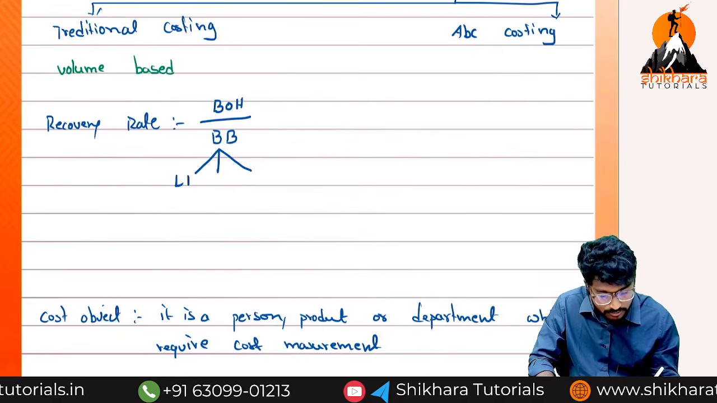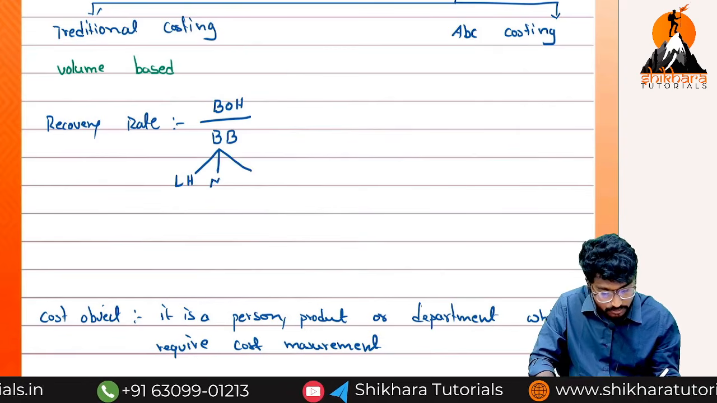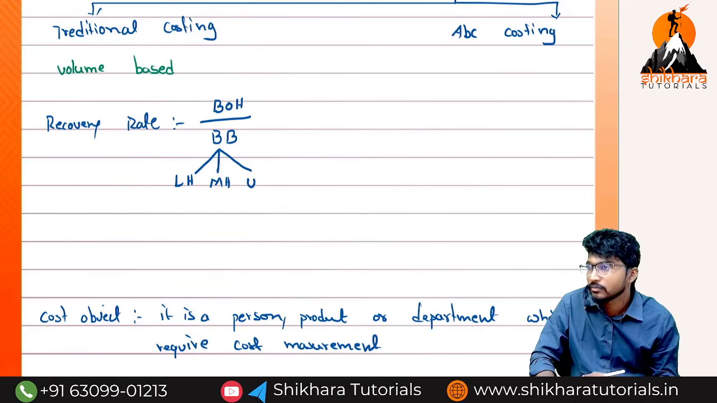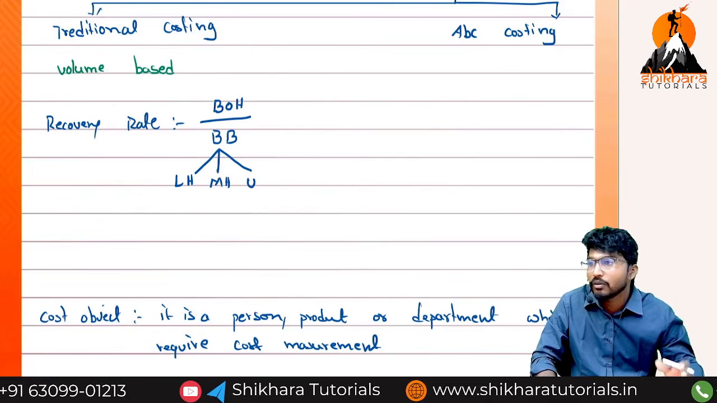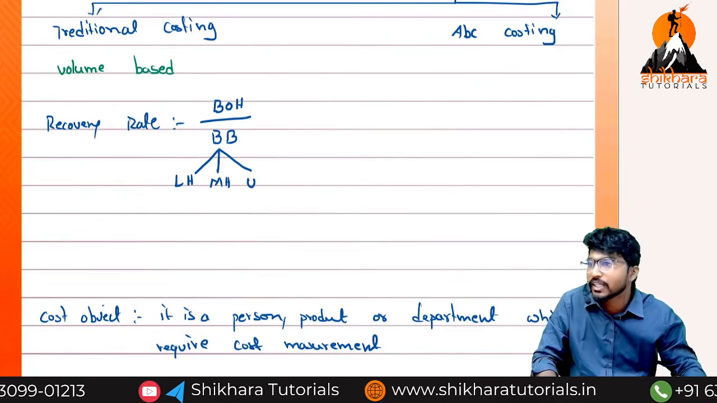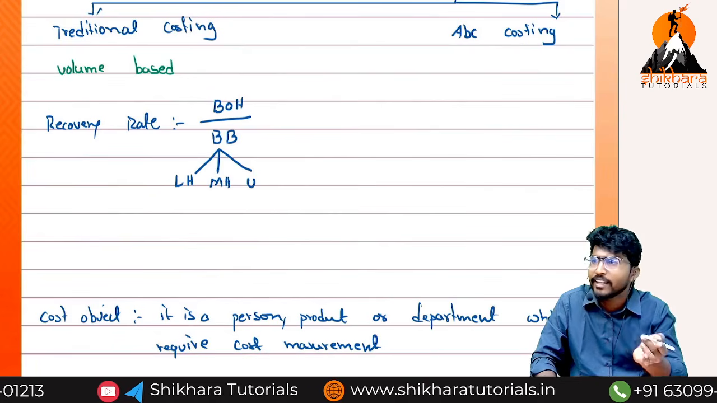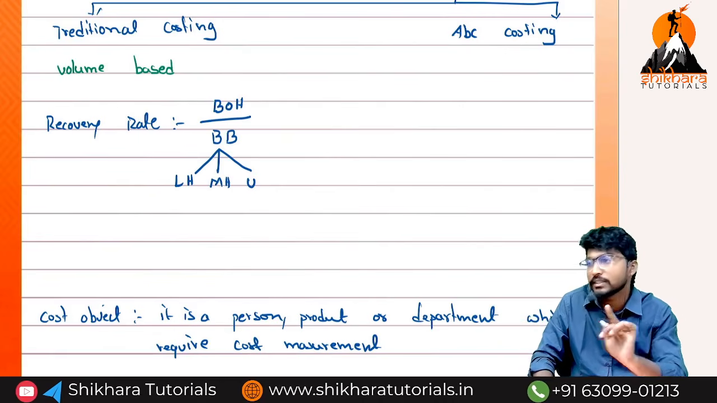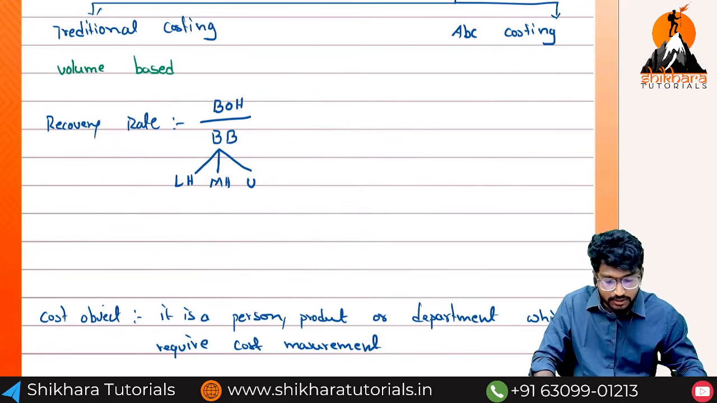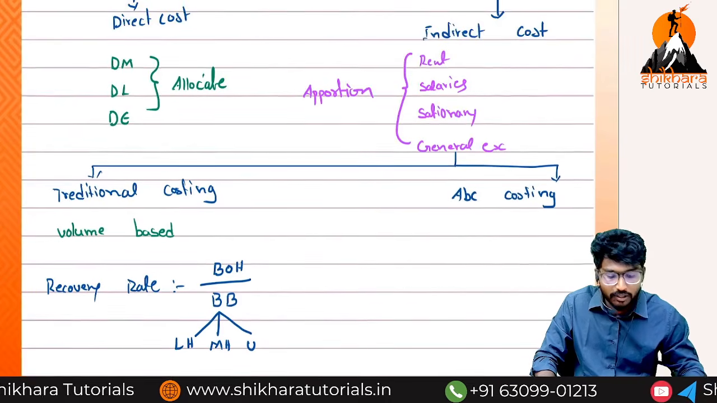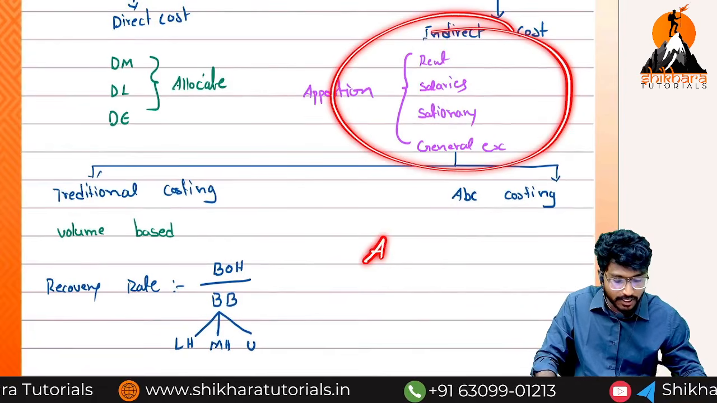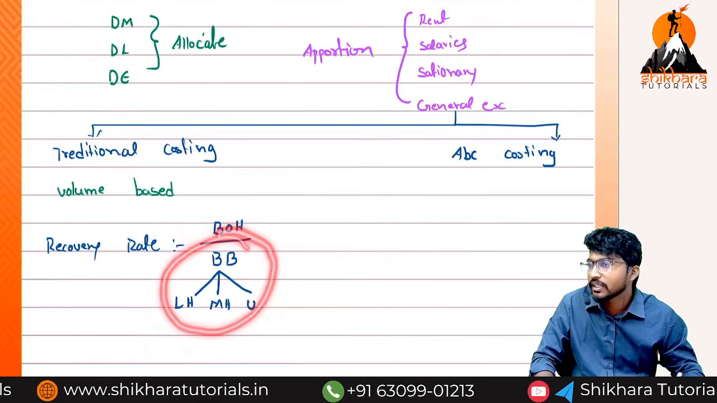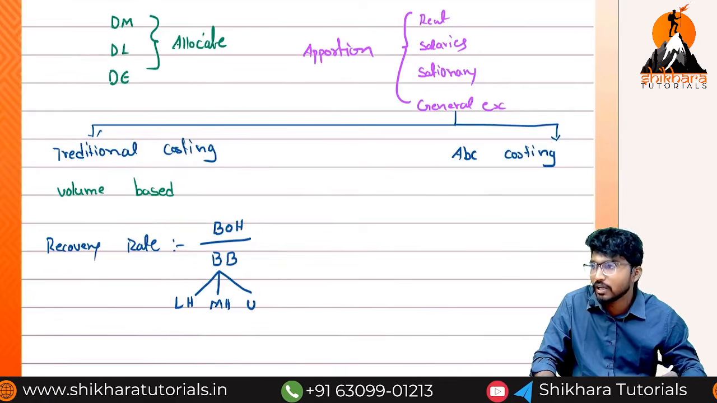It may be labor hours, it may be machine hours, it may be units, or it may be direct material, or volume of direct material, or value of direct material. What is the difference between volume and value? Volume means in units, value means in rupees. Here the traditional costing system will allocate all the expenses to products A, B, C using a single cost driver, that is labor hours, machine hours, or units.